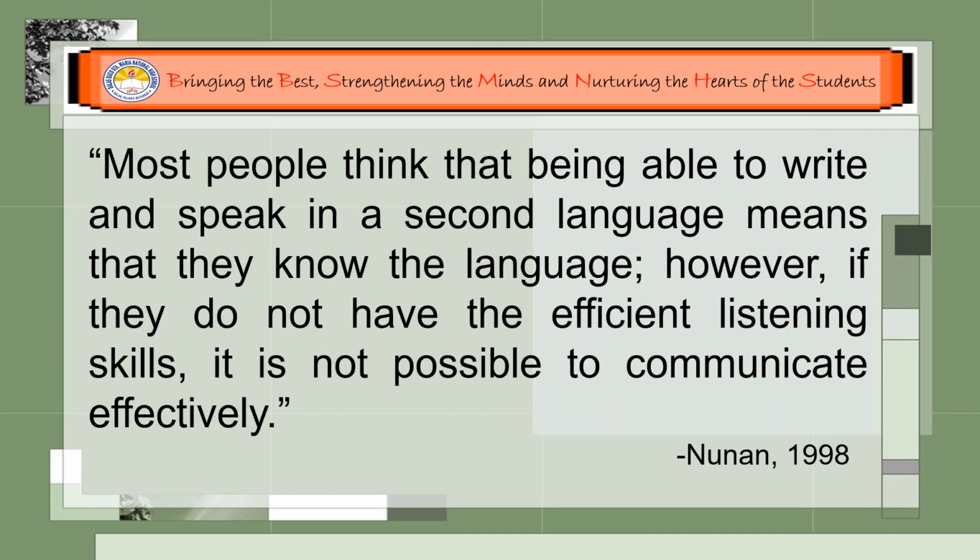According to Noonan in 1998, it is said that most people think that being able to write and speak in a second language means that they know the language. However, if they do not have efficient listening skills, it is not possible to communicate effectively.